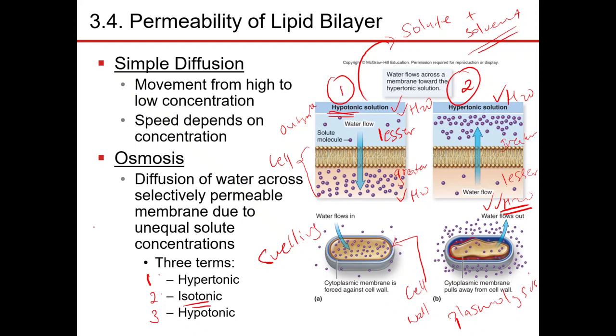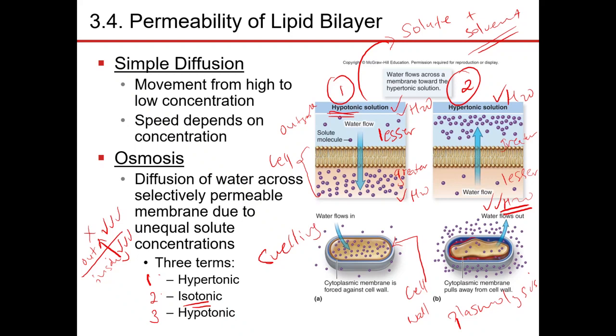Now, how about isotonic solution? Isotonic means the amount of water outside and inside is the same, so there is no net flow of water in either direction. It means the amount of dissolved substances are equal on both sides, which makes the water potential equal on both sides. Therefore, there is no net movement of water molecules in either direction. So that's an isotonic solution.